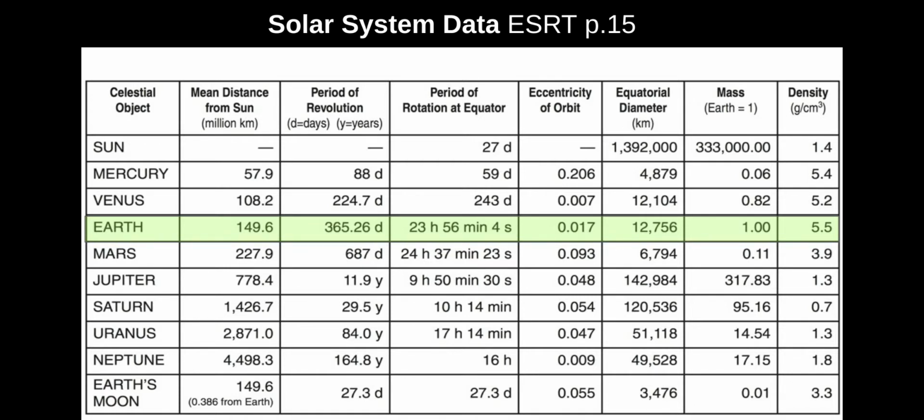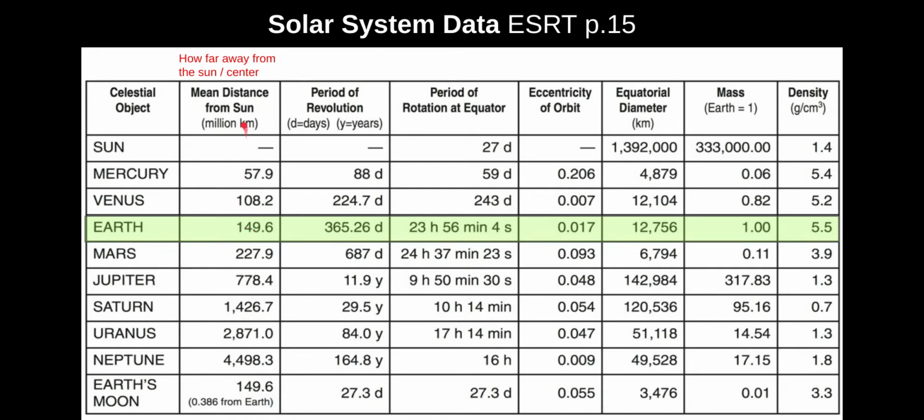Here is the new solar system data reference table. It's on page 15. You're going to use this to answer any questions about the planets. Okay, so find it on page 15. It's our second to last table for the entire year. I highlighted the Earth here. So this is us, right? We're on this planet. And let's just break down the columns real quick.